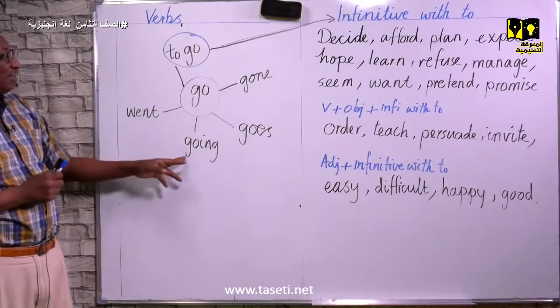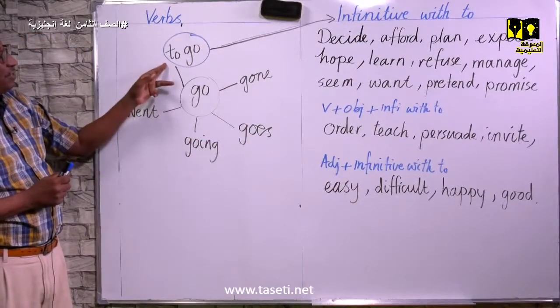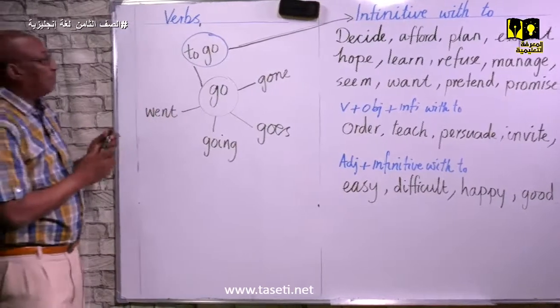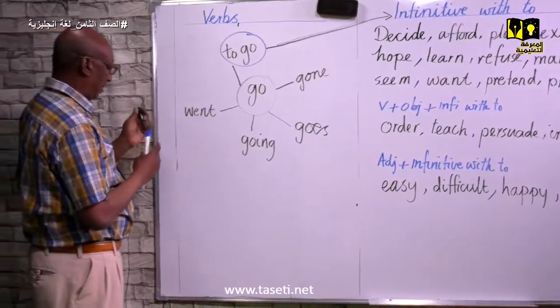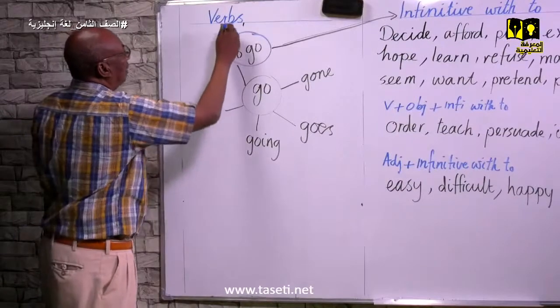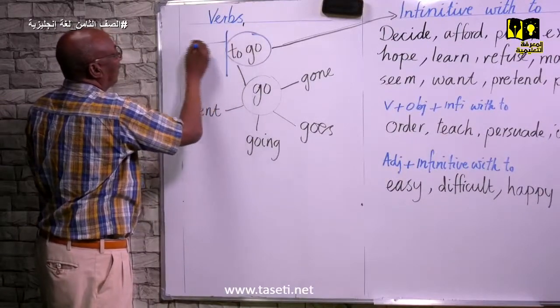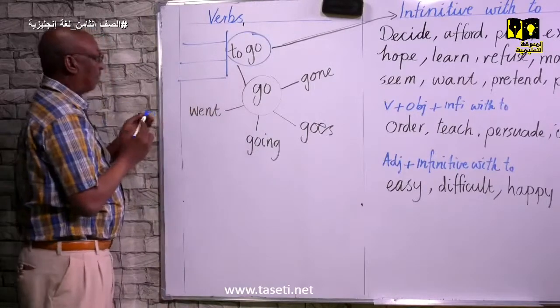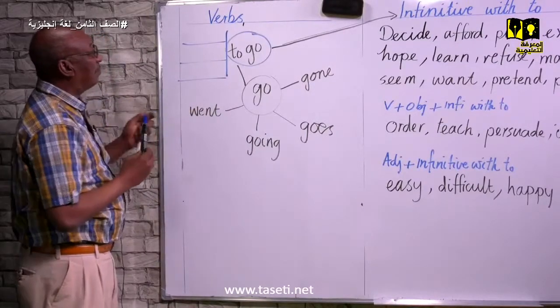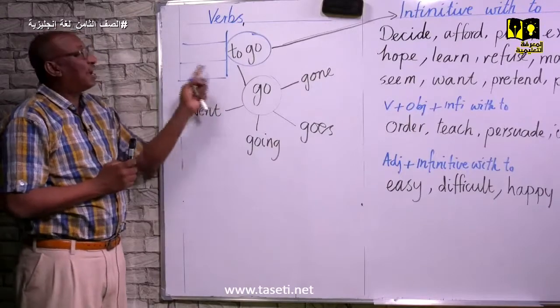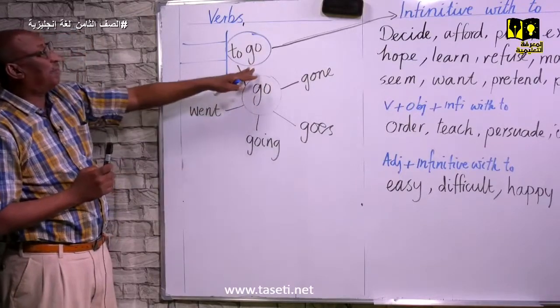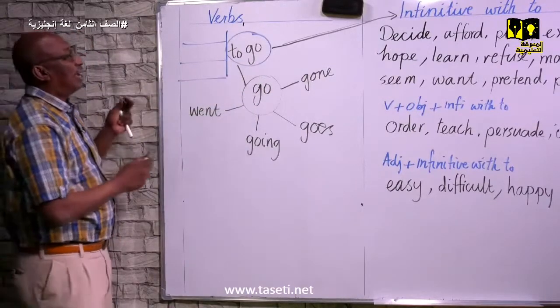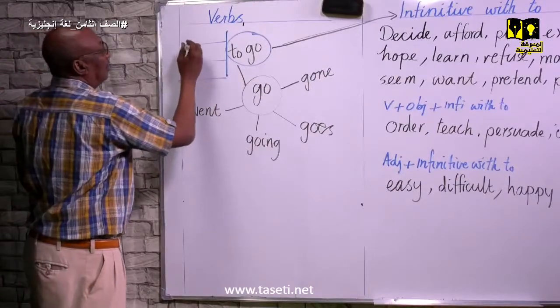Right. Here, this infinitive with to must be preceded by certain verbs in order to find it this way. There must be some certain verbs that come before this infinitive with to, like hope.